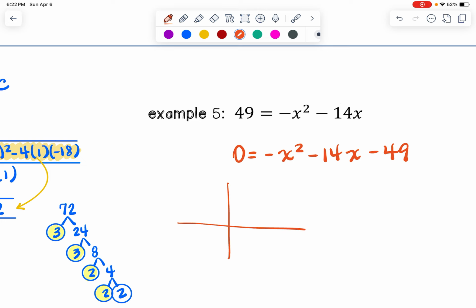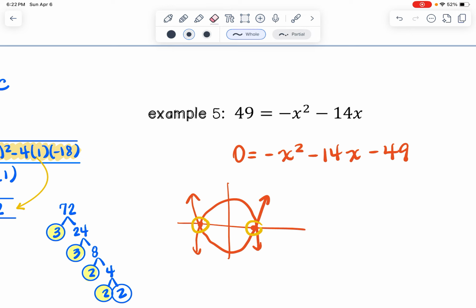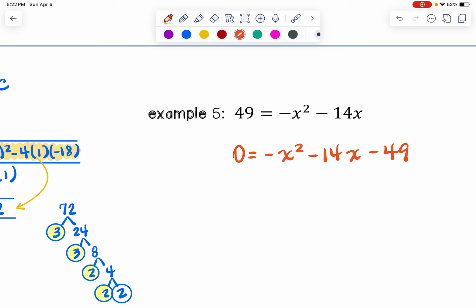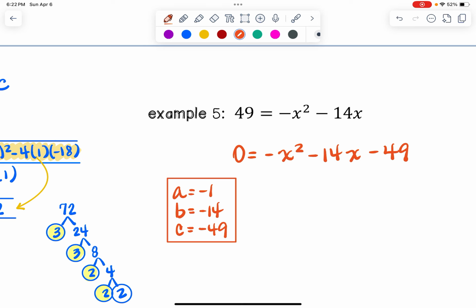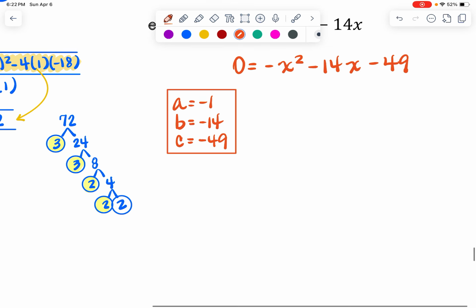Because what's happening is my parabola, whether it's opening down or opening up, I don't really care. I care about the solutions, and they're going through the same x coordinates, whether your parabola is positive or negative. That's why it doesn't really matter which side you take it to. So let's see here. We've got an a value of -1, a b value of -14, and a c value of -49. That's a lot of negatives. Like I said, if you don't like all the negatives, move them all to the other side and make them all positive.